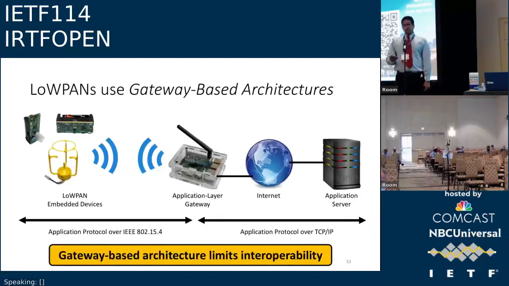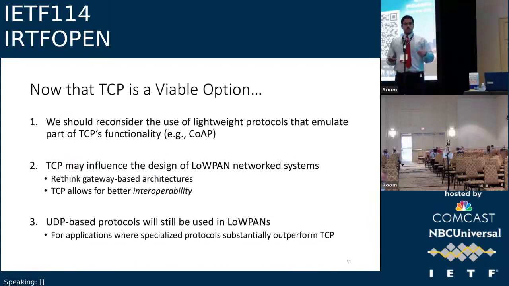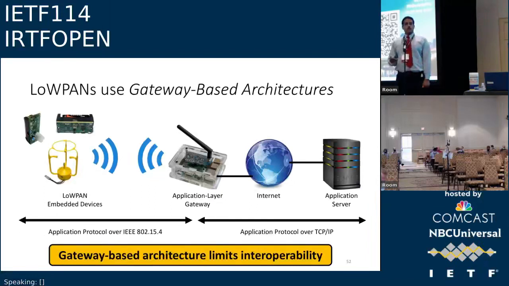So just to talk a little more about the middle point, about how TCP may influence the design of low-pan network systems, when I say gateway architecture, I mean a setup like this, where you have your devices, these smart home devices you bought on the market, and in order to allow them to communicate with some application server in a data center somewhere, you have to install some specific gateway in your home that does some protocol translation and application logic in order to bring connectivity to those devices.